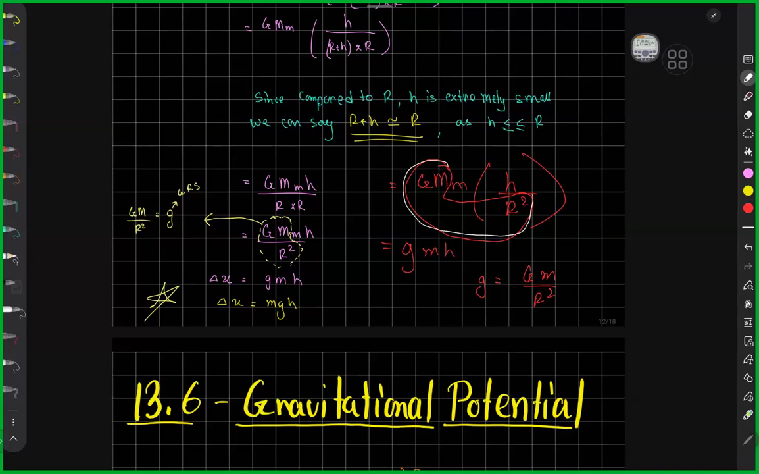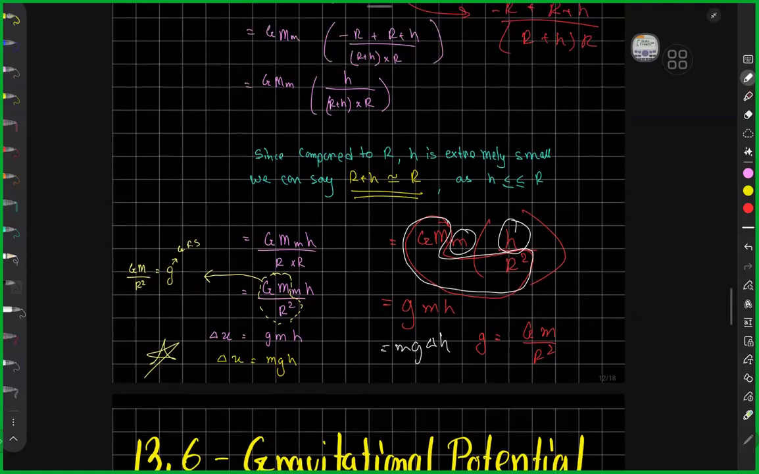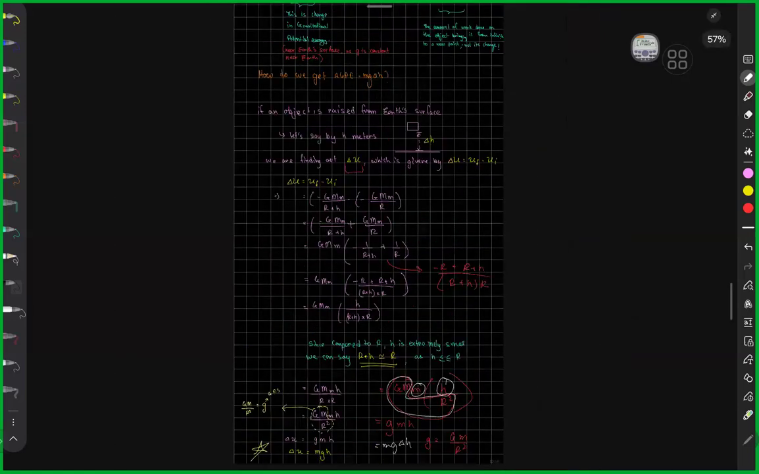This is g, this is m, and this is h, or mgh. And this h is simply the del h, or the change in height above the Earth's surface, right? This is how the formula is derived. And I hope you understand the derivation really well over here. Okay? So this is the derivation.